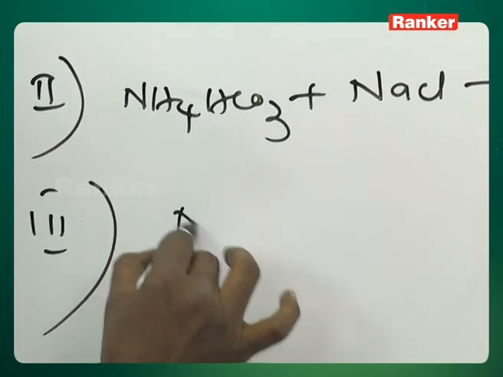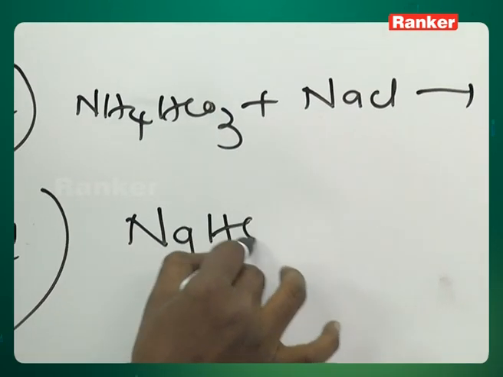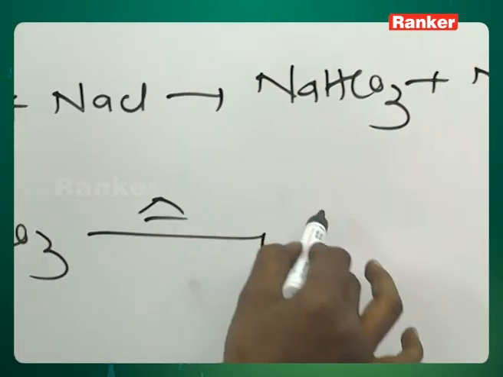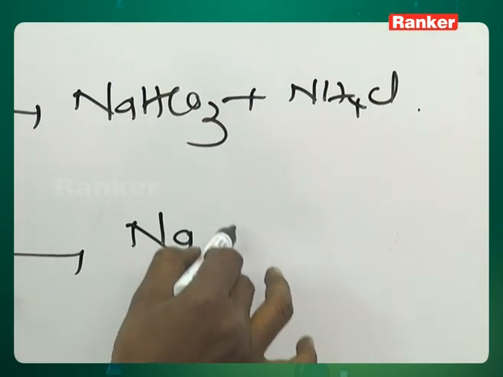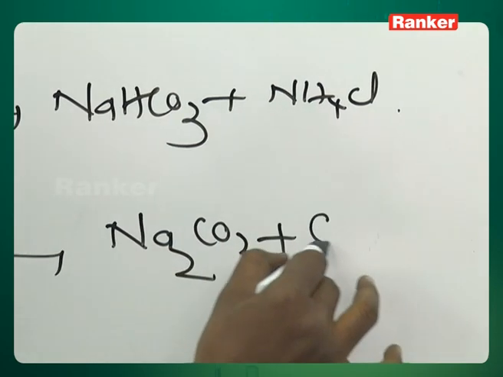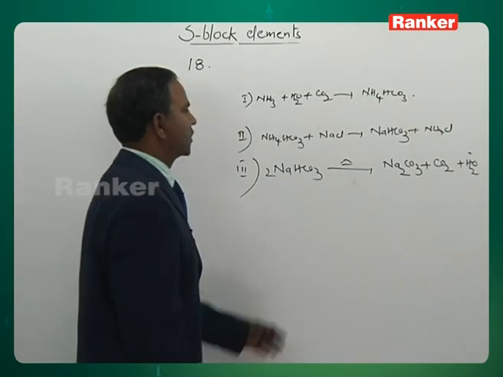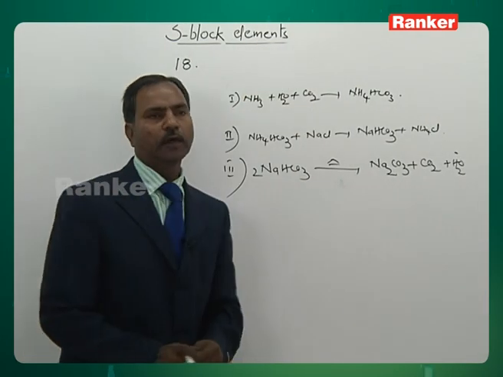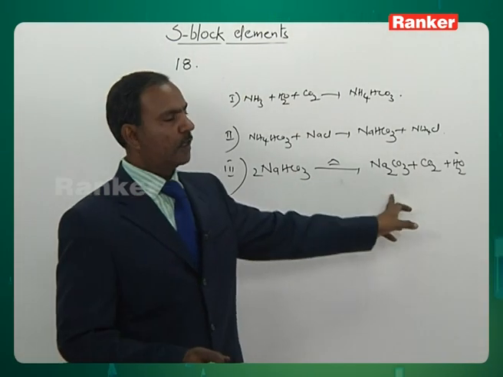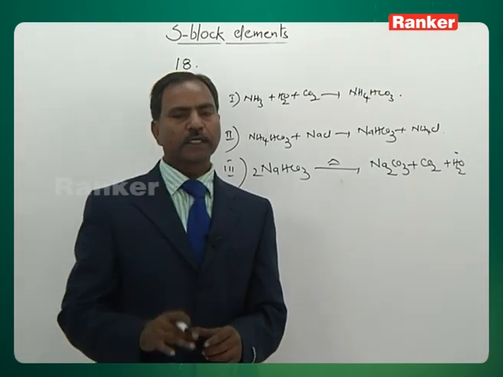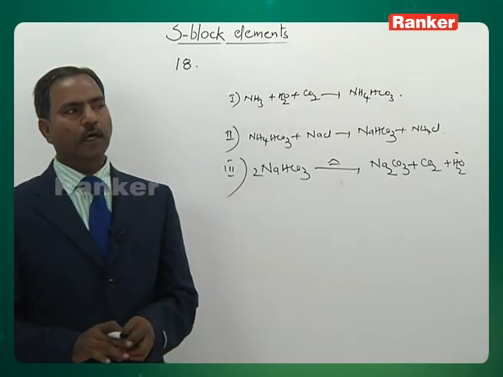Sodium bicarbonate on strong heating, you ignite it, then you are getting sodium carbonate plus CO2 plus H2O. These are the actual steps involved in the manufacture of sodium carbonate in a commercial way by the Solvay process. What it is asking is actually the byproducts.